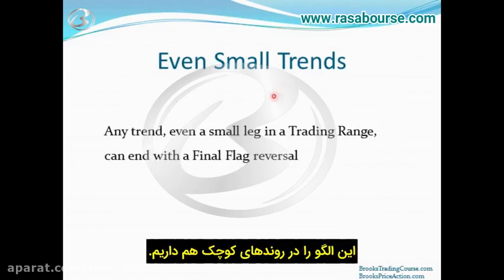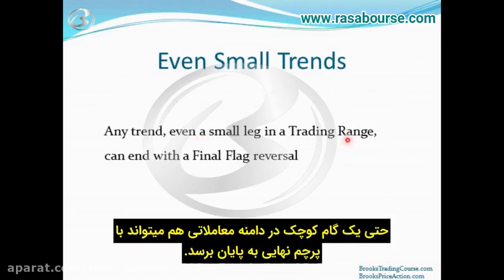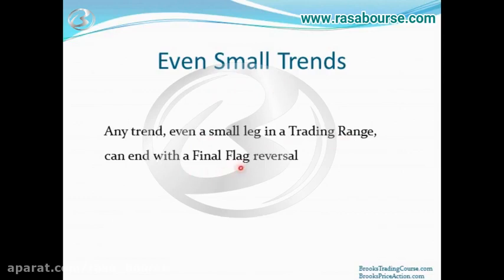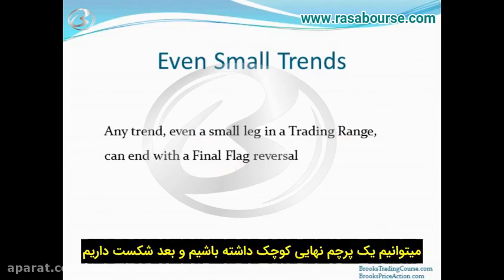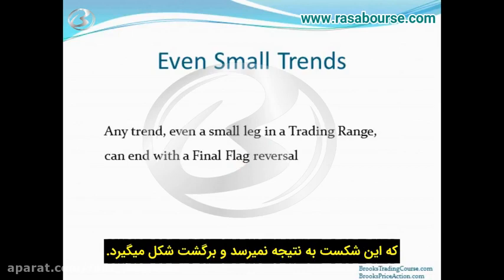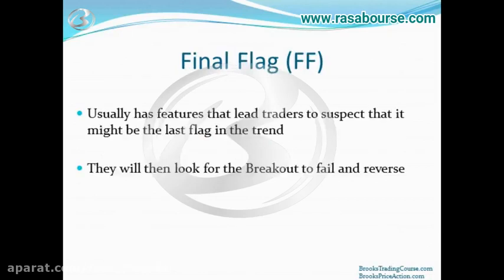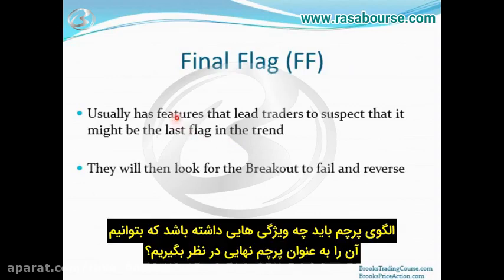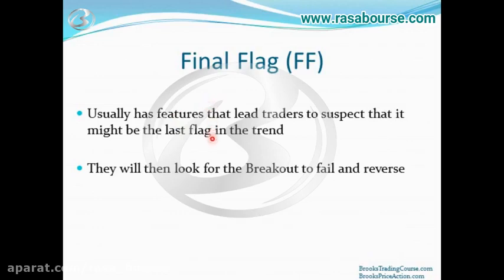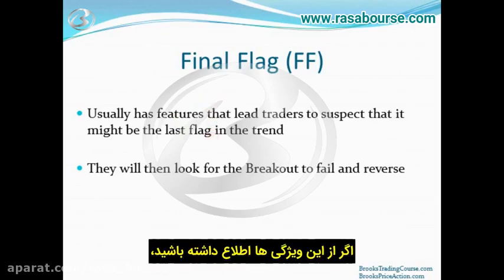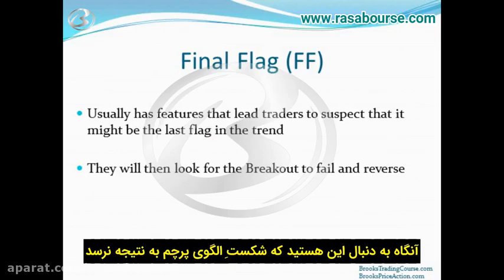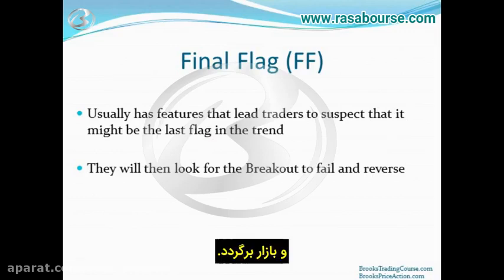Even small trends, even a small leg in a trading range, can end with a final flag reversal. There can be a small final flag, a breakout, and then a failed breakout and a reversal. So what are the characteristics that a flag has that makes traders wonder if it's the last flag in the trend? If you are aware of those features, then you'll look for the breakout of the flag to fail and for the market to reverse.